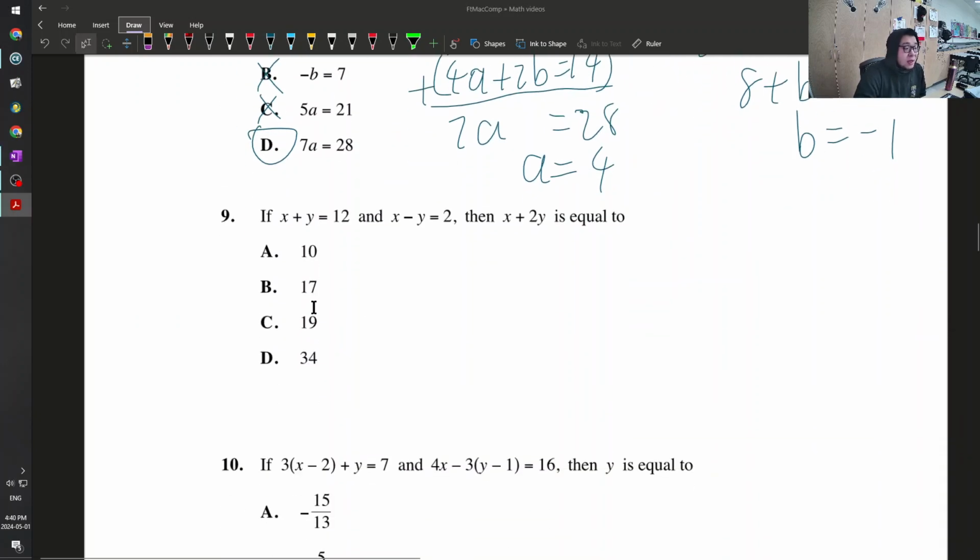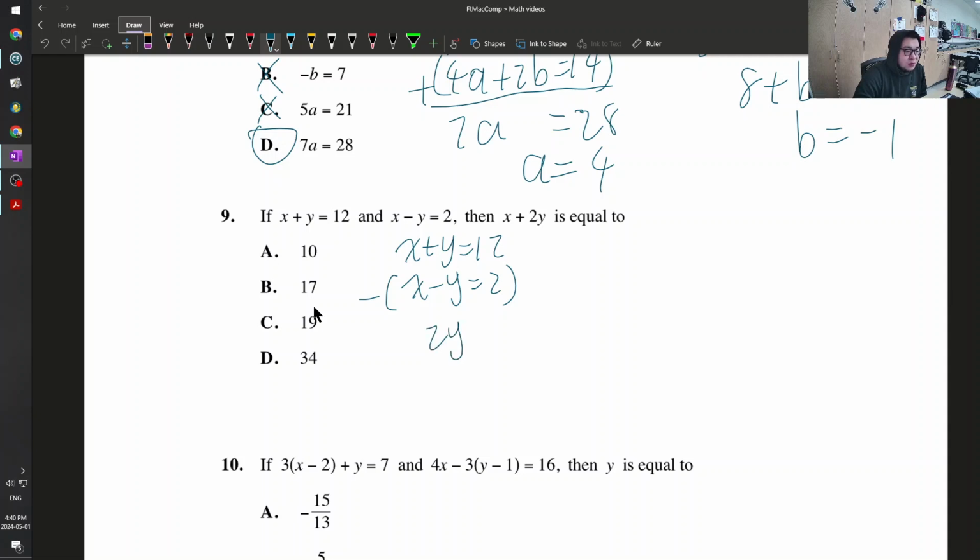Keep going. 9. If x plus y is equal to 12 and x minus y is equal to 2, then what is x plus 2y? Well, we should just try to solve x and y first. So x plus y is equal to 12. X minus y is equal to 2. Let's subtract these. We get x minus x is 0. Y minus negative y is 2y is equal to 12 minus 2 is 10. That means y is 5. If y is 5, x plus 5 is equal to 12. Therefore, x is equal to 7.